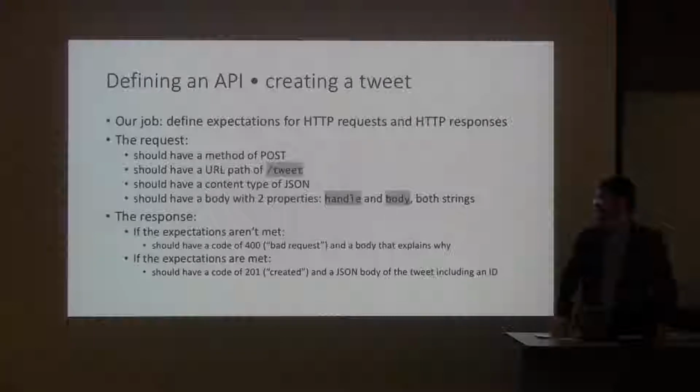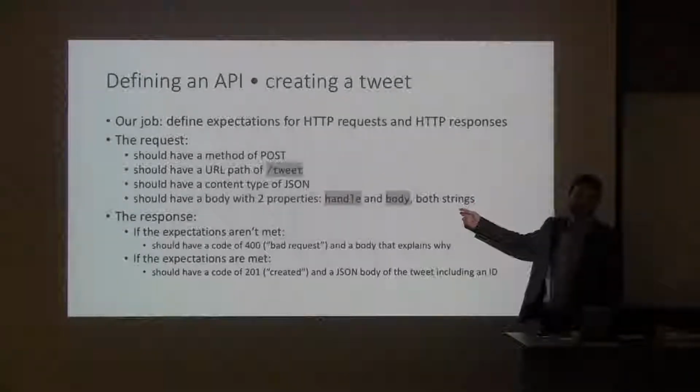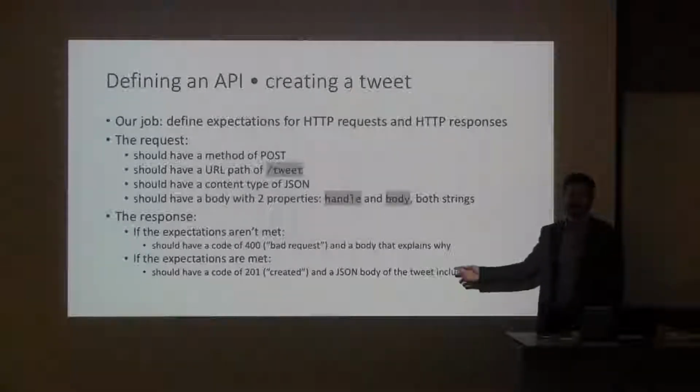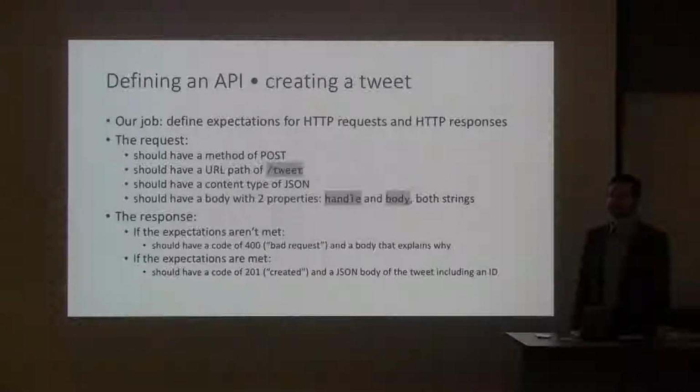If the expectations are met, then the response should have a code of 201, which is shorthand for created, and a JSON body of the tweet, including an ID for that tweet. Even though the request didn't specify an ID, the response is going to specify an ID. That's something that happens most of the time in an API: the IDs are the responsibility of the back end to control, not the front end. And that is one way to avoid conflicts.